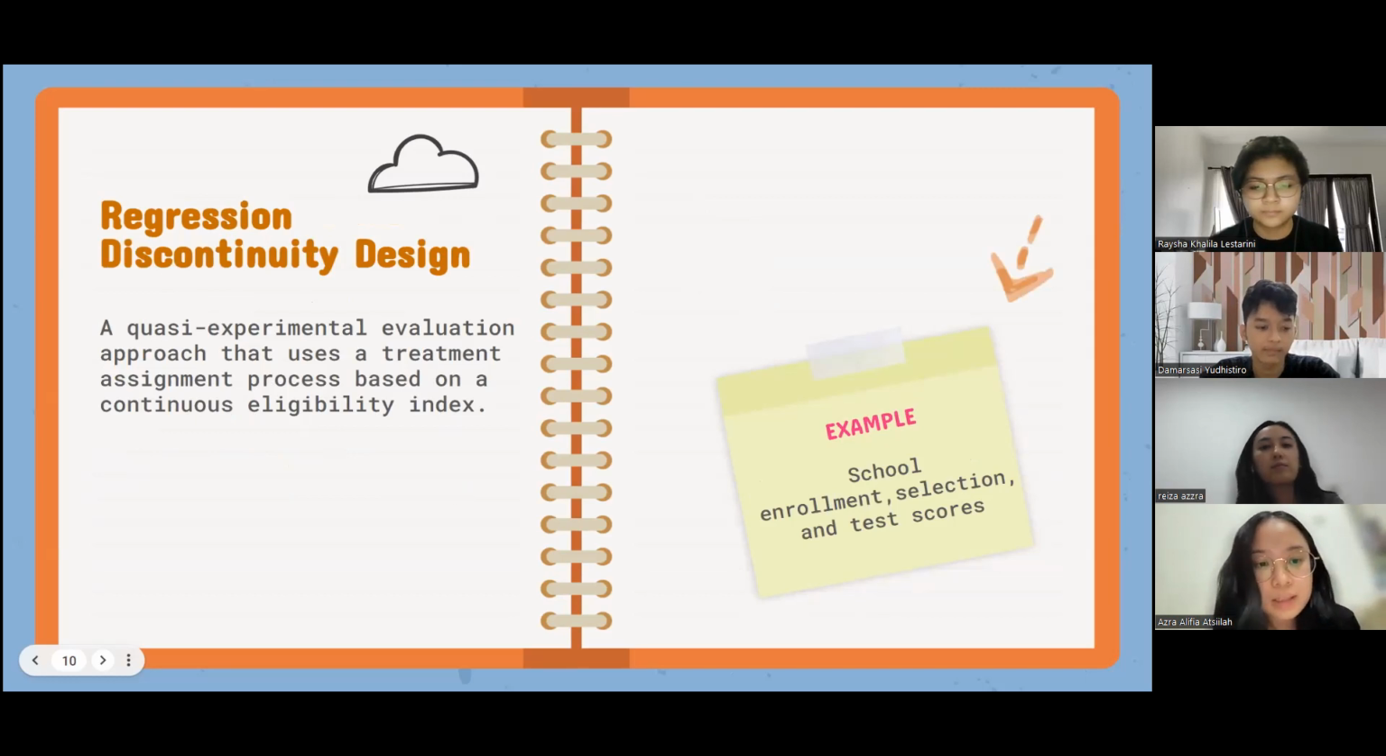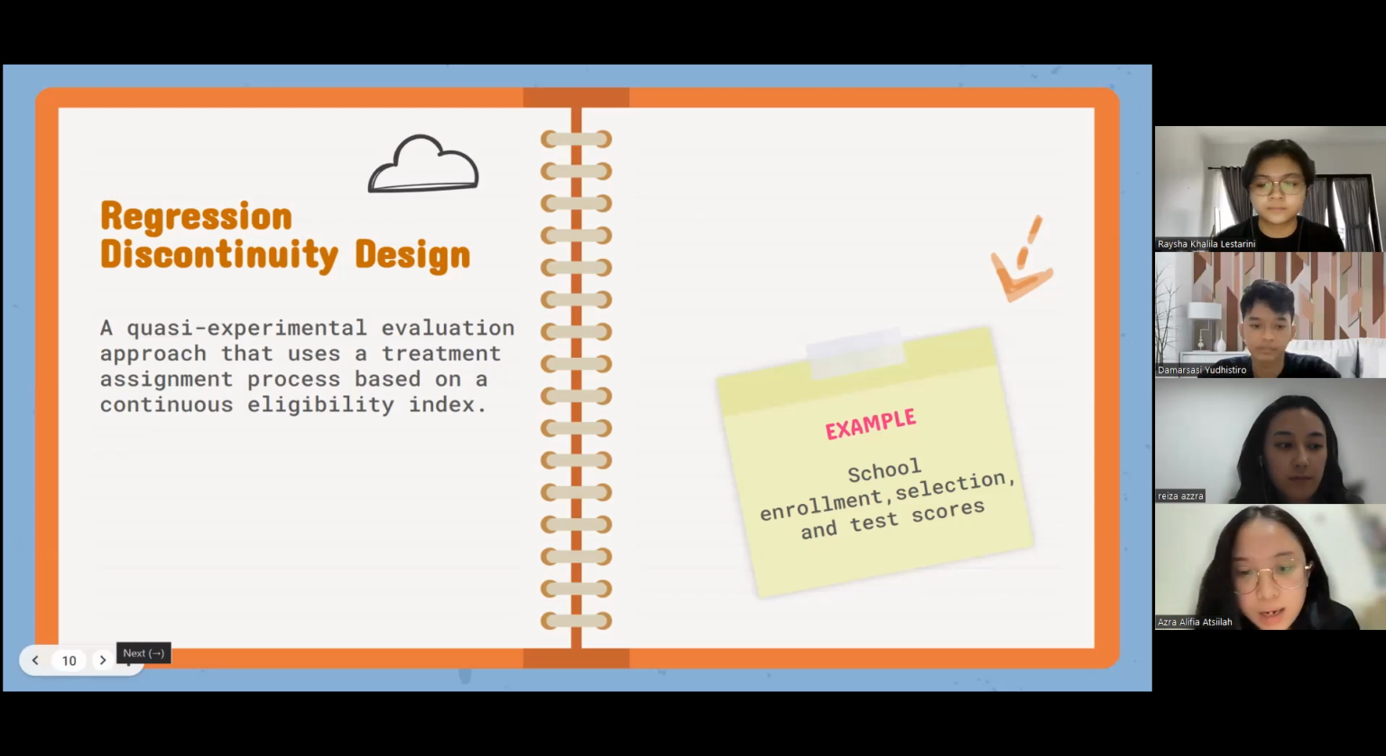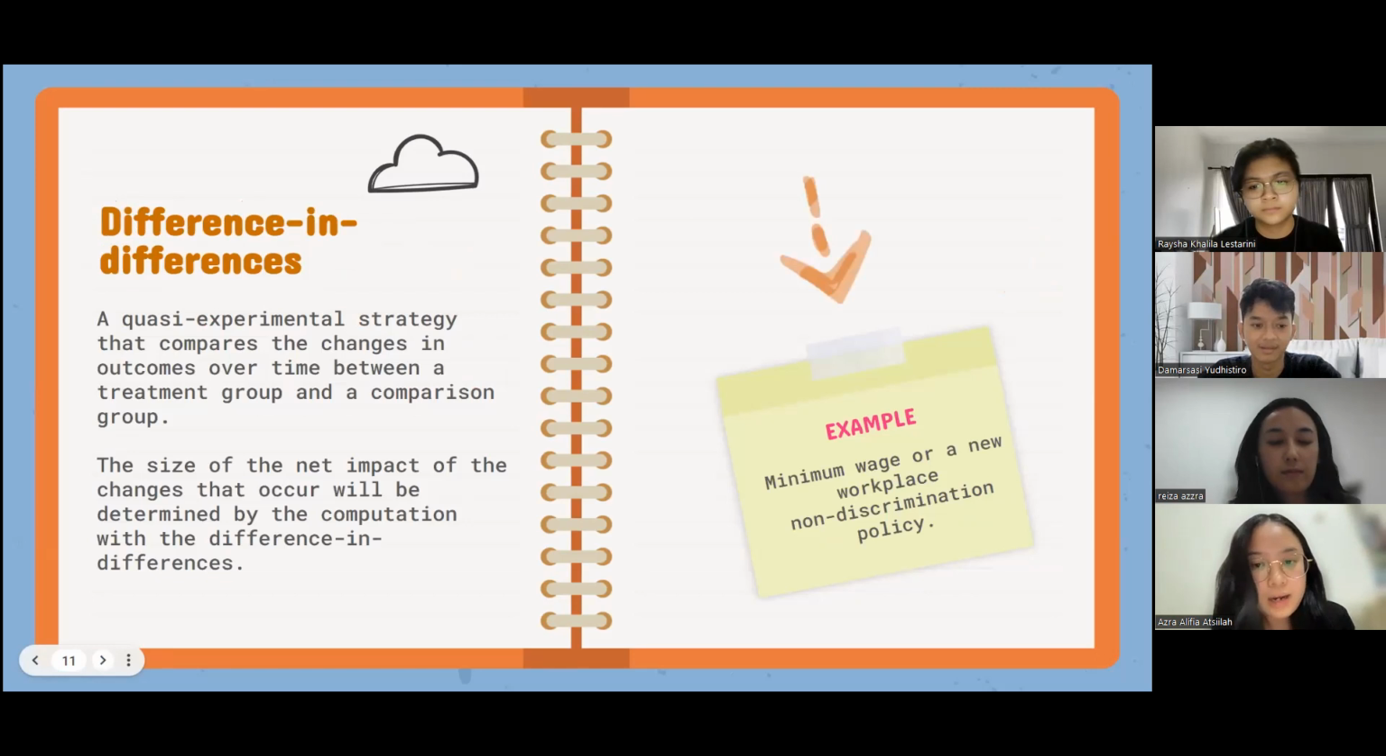And the second method is regression discontinuity design. It is a quasi-experimental evaluation approach that uses a treatment assignment process based on a continuous eligibility index, which is a variable with a continuous distribution, to measure the impact of an intervention. This method can be implemented for school enrollment, selection, and test scores. Next slide, please.